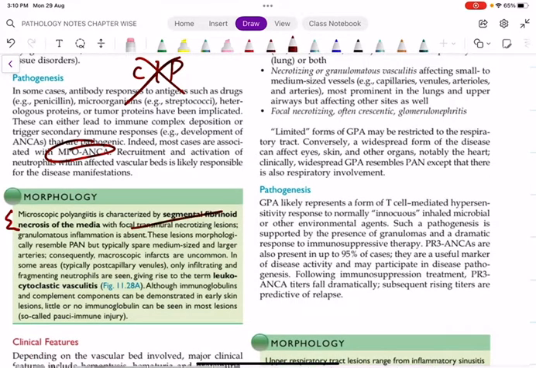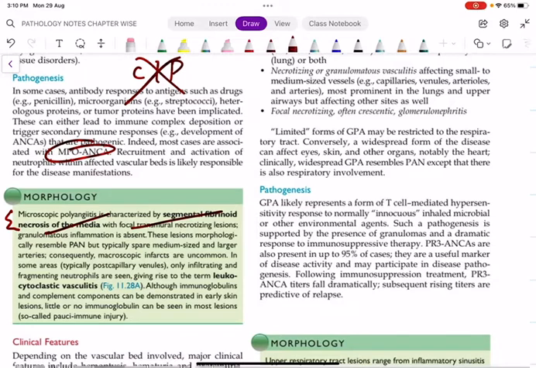Again, you will have segmental fibrinoid necrosis of the tunica media. It is almost like our PAN. Initially we thought that there was fibrinoid immune complex deposition, but in recent days we have found that it is not because of immune complex deposition, but because of antibodies directed against myeloperoxidase. That is what we call MPO ANCA.